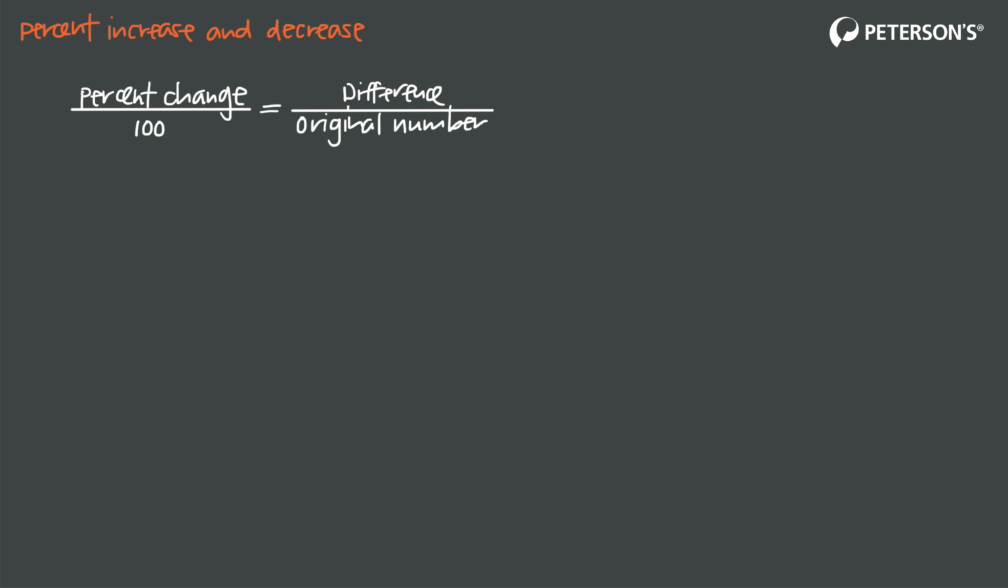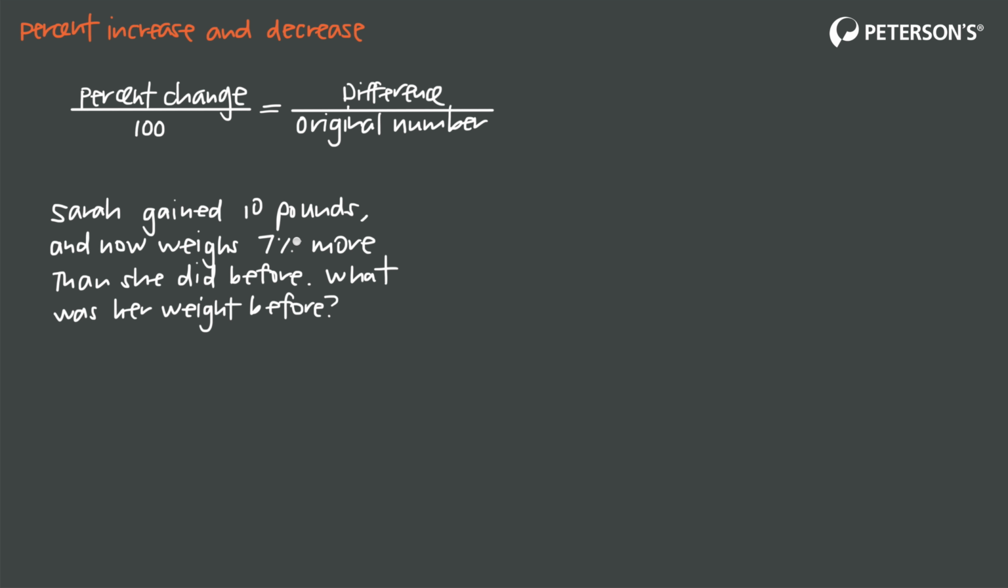For example, a percent change problem would be something like this. Sarah gained 10 pounds, and she now weighs 7% more than she did before. What was her weight before? We know this is a percent change problem because her weight is changing. She had an original weight, now she's gained some weight, and she has an ending weight. So there's a change going on, and we want to look at that percentage change.